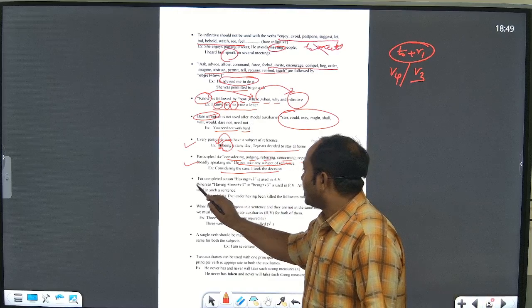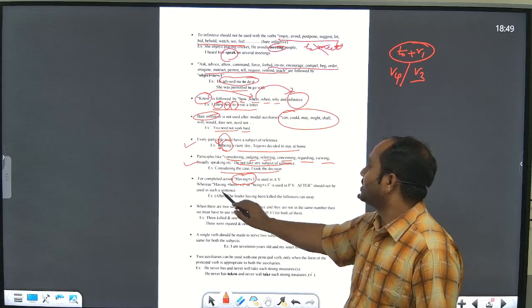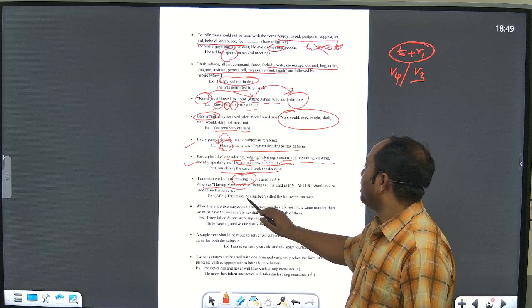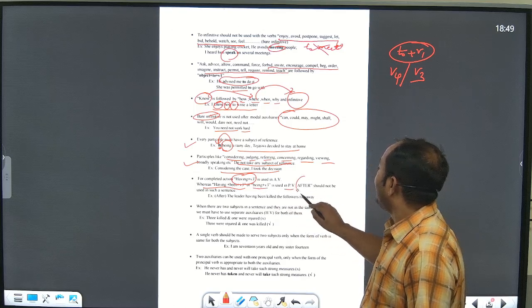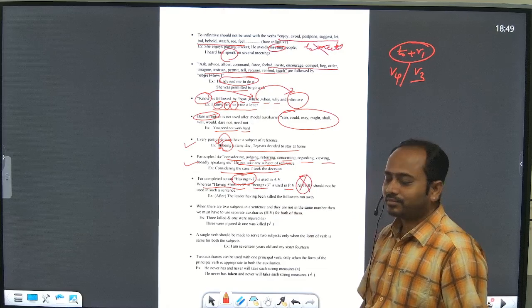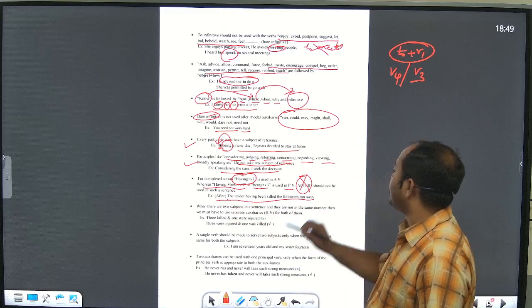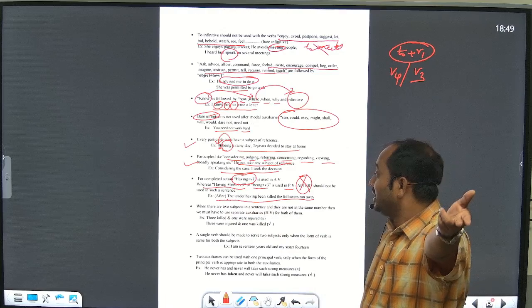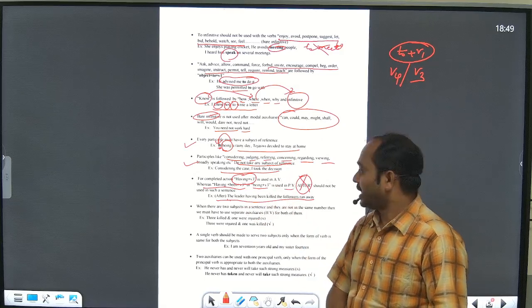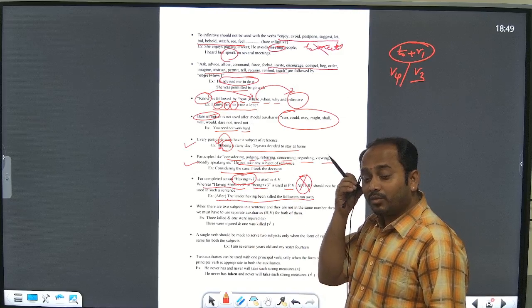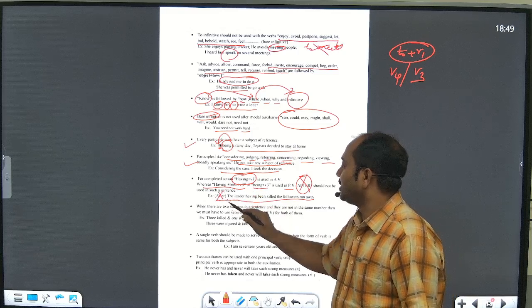Next, for the completed action, having plus V3 is used in active voice. Whereas having plus been plus V3, or being plus V3, is in passive voice, and after should not be used. "After the leader having been killed, the followers ran away" is wrong. "After the leader having killed", that is okay. But in passive voice, whenever you use having plus been plus V3, we should not use after.